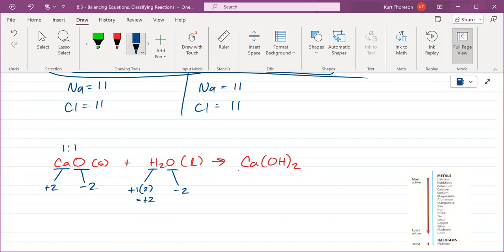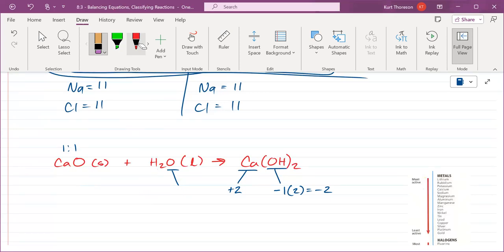And then calcium has a +2 charge. Hydroxide is a polyatomic ion you all were told to memorize. It has a -1 charge. So you need 2 hydroxides to equal that -2 charge, and they will balance out. And it is already balanced. You don't need any coefficients in front of any of the substances. It is a 1-to-1 ratio.